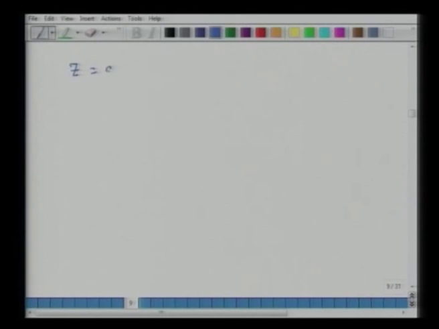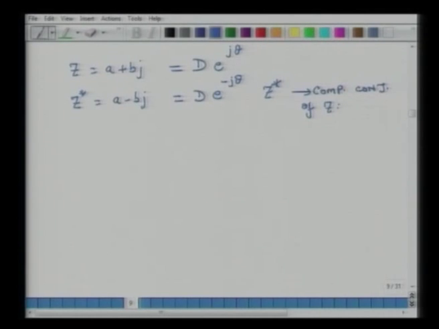We'll very quickly cover some very fundamental basic identities now about complex variables. So let's say z equals a plus bj. I can express it as a real number d times e^(j theta), where theta, as we saw earlier, is tan inverse of b over a, and d is the magnitude, the square root of a square plus b square. Then I have another number z star equals a minus bj, which I can express as d e^(minus j theta). So z star is the complex conjugate of z. This is our definition. A complex conjugate of z, which is a plus bj, is a minus bj. And a property of this is that z times z star equals d square, which is the magnitude square.